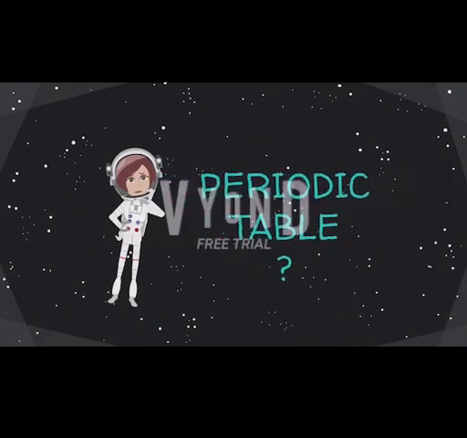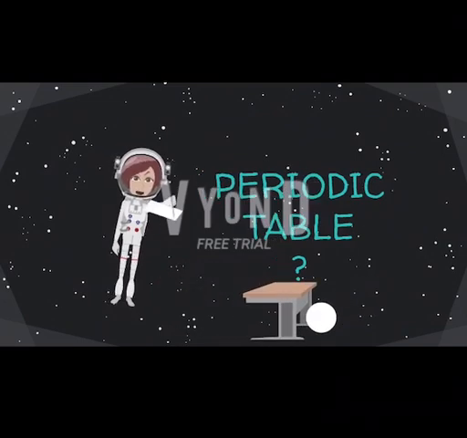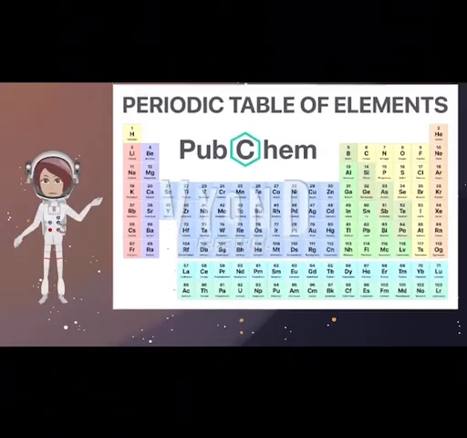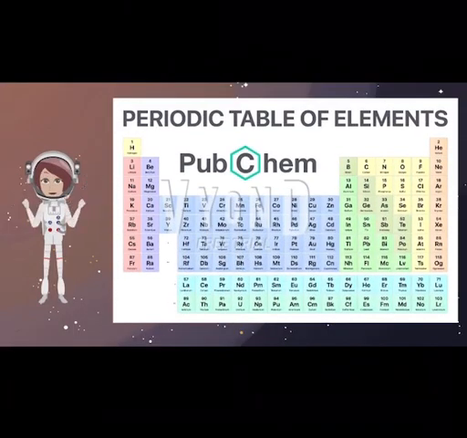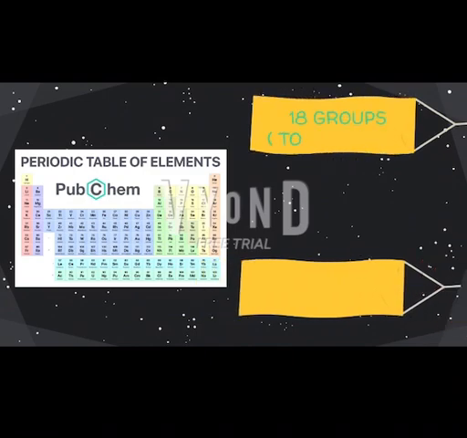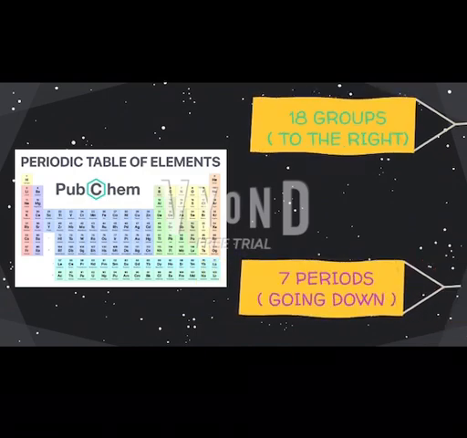Wait, what does periodic table mean? Is it a table or is it a period? Or maybe it's a table with a period. But it's all wrong. Now this is what is called a periodic table. In the periodic table, there are 18 groups and 7 periods.